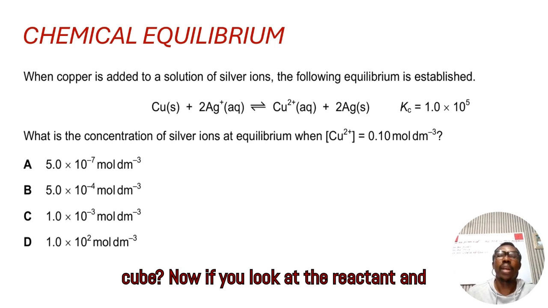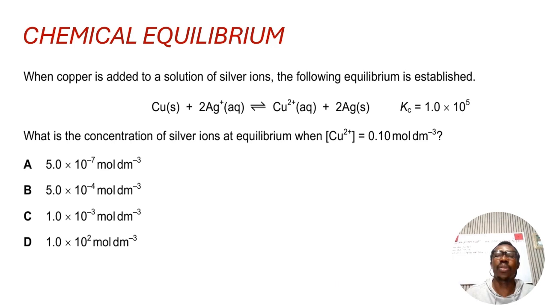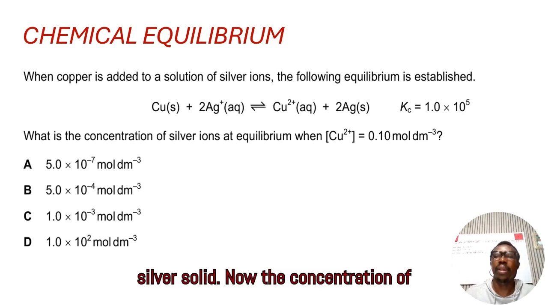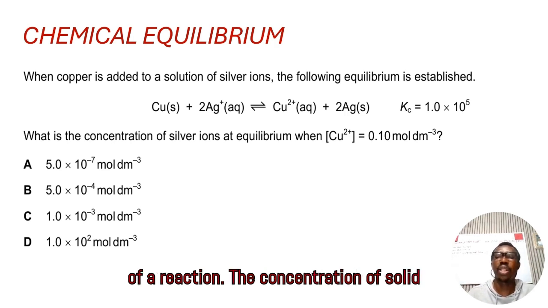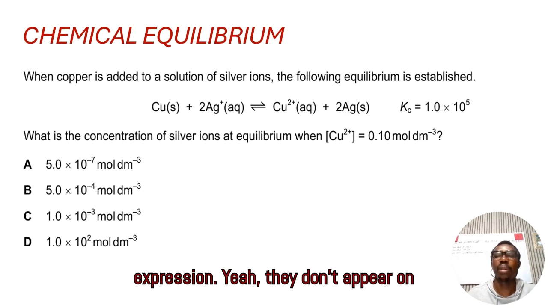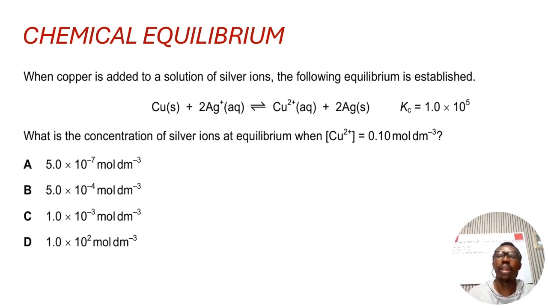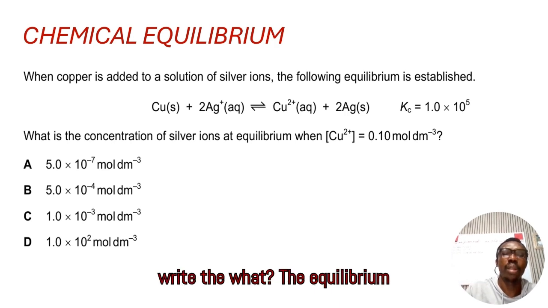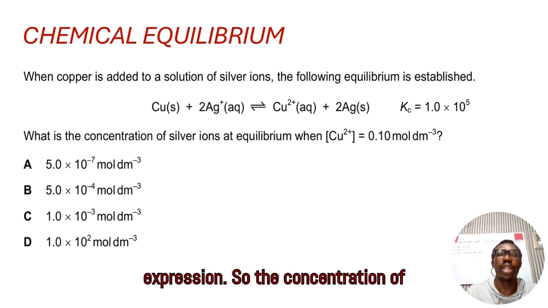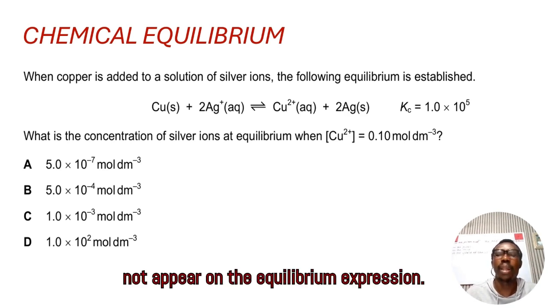Now, if you look at the reactant and product, we have 1 mole of copper solid and 2 moles of silver solid. The concentration of a solid does not change during the course of a reaction. The concentration of a solid remains constant, so they don't appear in the equilibrium expression. So the first thing we're going to do is write the equilibrium expression. The concentrations of copper solid and silver solid will not appear in it.